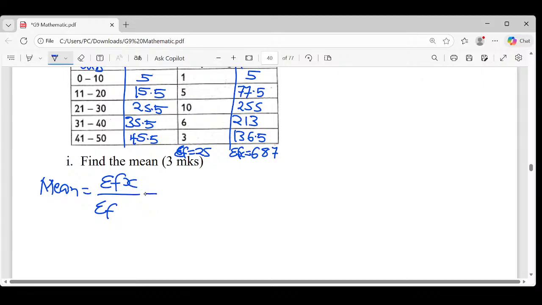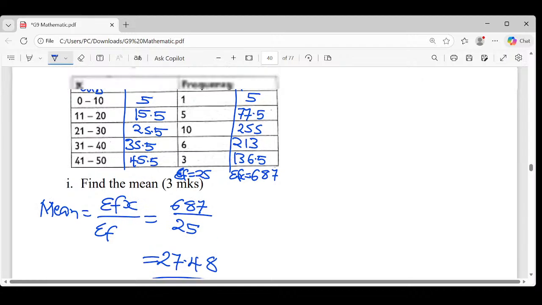So when you want the summation of fx over summation of f, we take the summation of fx we found, 687, divided by the summation of f, which is 25. When you divide, you get 27.48. So that is the mean of this question, and that's how you calculate the mean.